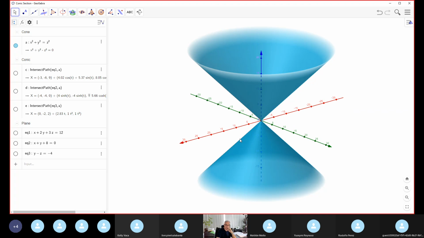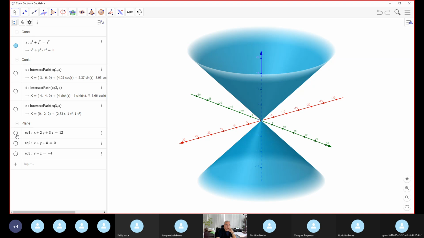By the way, the x-axis is the red one, the y-axis the green, and the z-axis the blue. 3D. And this is the conic. Double cone. So suppose you intersect the double cone with a different plane.